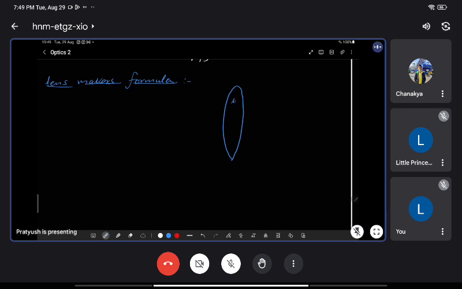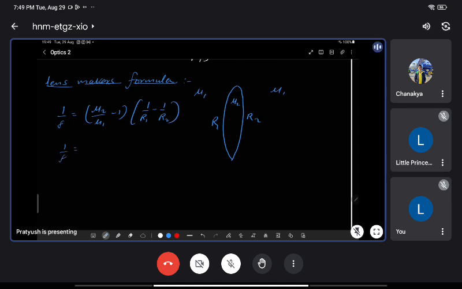this is mu2 and outside it is mu1, refractive index I am talking about. Radius of curvature for both the sides are different. This is r1 and on the other side it is r2. Then what will be the focal length? Then the relation will be given by 1/f = (mu2/mu1 - 1)(1/r1 - 1/r2). This is the lens maker's formula.